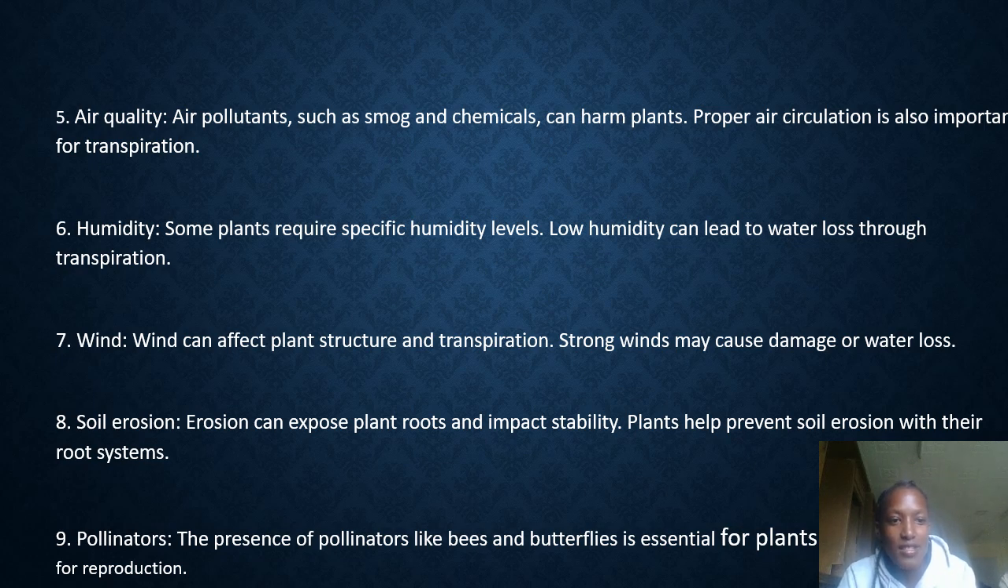The seventh one is wind. Wind can affect plant structure and transpiration. Strong winds may cause damage or water loss. This leads to affecting transpiration. Soil erosion. Erosion can expose plant roots and impact stability. Plants help prevent soil erosion with their root system.